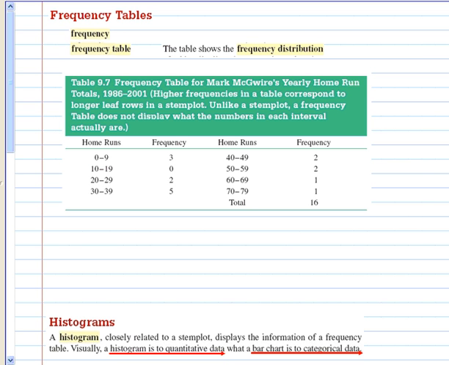And the spread of this is called the frequency distribution, how it's distributed. So we're still taking the home run totals, and we're looking at Mark McGwire, because we got bothered by Barry Bonds' 73 home runs, I guess. And they have made a frequency table.